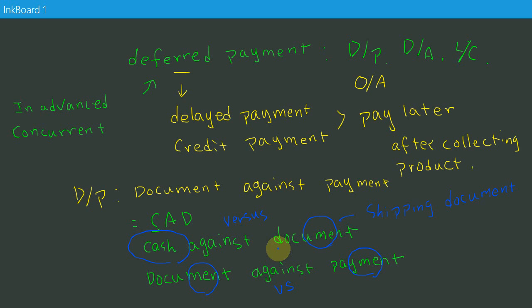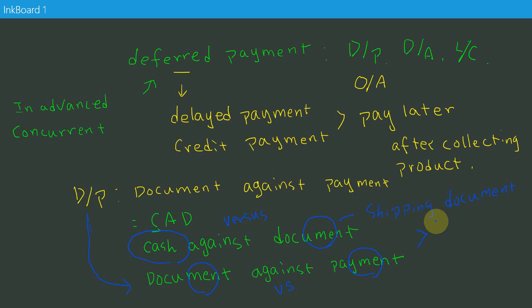CAD: give me document, then I will give you cash. DP: give me payment and I will give you document. Eventually, these two expressions are the same, but the terms are different. We use cash instead of payment to distinguish these two terms, though the method is the same.